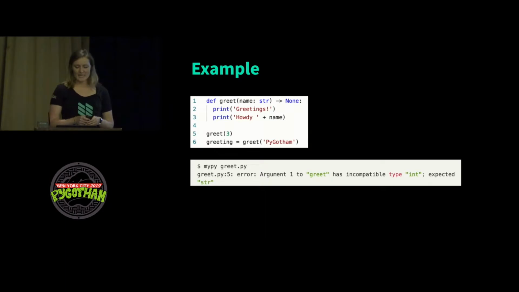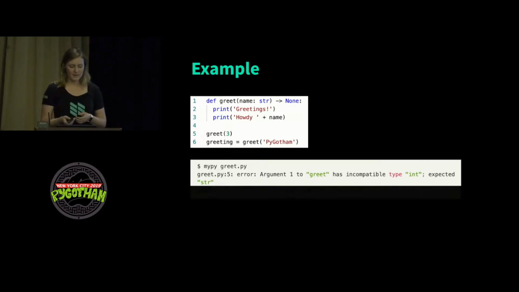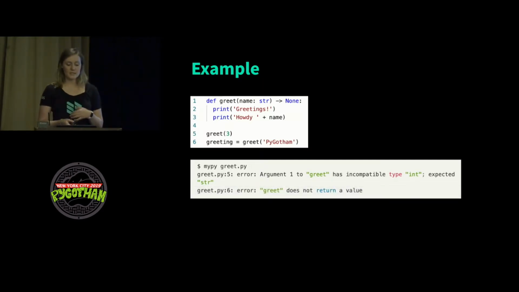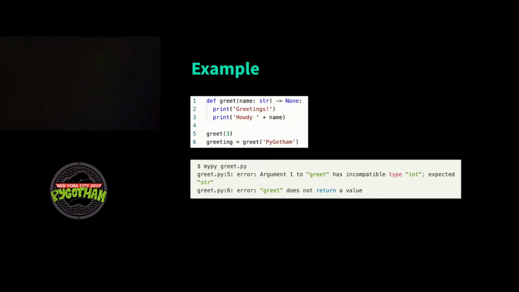Incompatible type int, expected str. So here, Mypy is catching the error that we were hoping would have gotten caught the last time we were looking at this function. It's saying, you're passing me an int, but I wanted a string. The next error it prints is: greet does not return a value. So it's saying, what are you doing? You're setting the return value of greet to a variable greeting, but greet doesn't return anything. If you look at the function definition, it says it returns nothing.